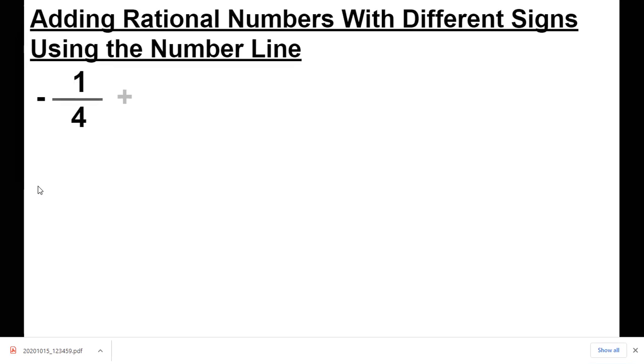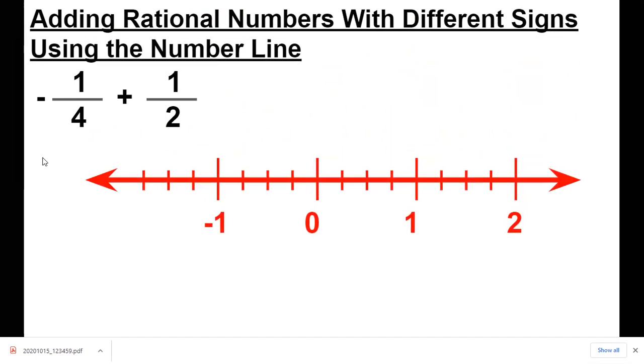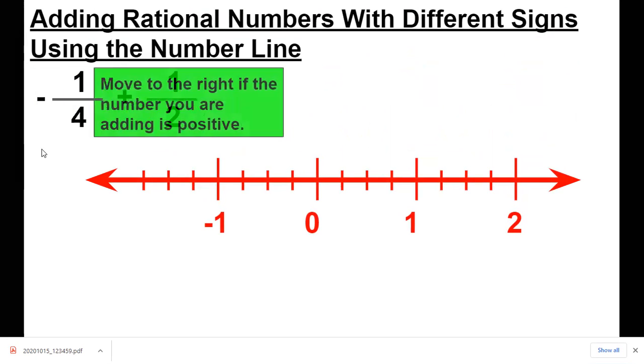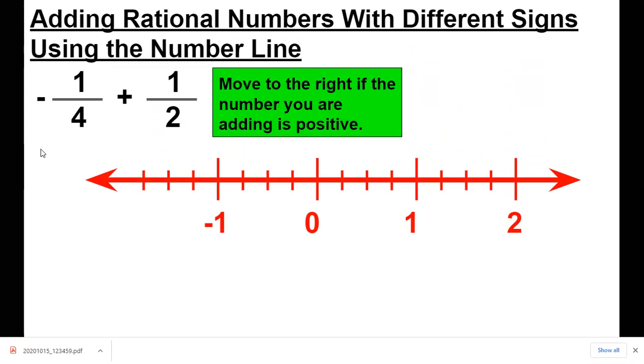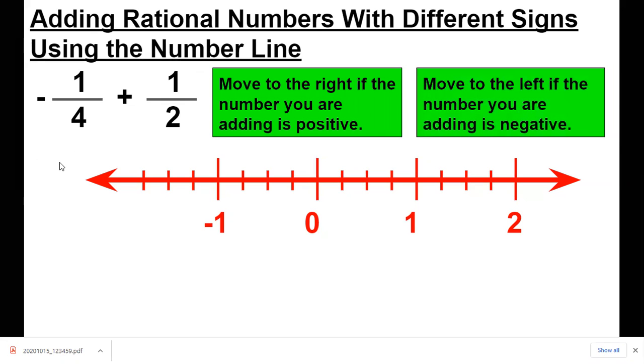We have negative 1/4 plus positive 1/2. Notice how we have different signs. We have a negative and we have a positive. What do we know about negatives and positives? And you add them together. Here's our number line. Move to the right if the number you're adding is positive. In our case, we're adding a positive 1/2, so we will be moving to the right. Move to the left if the number you're adding is a negative.